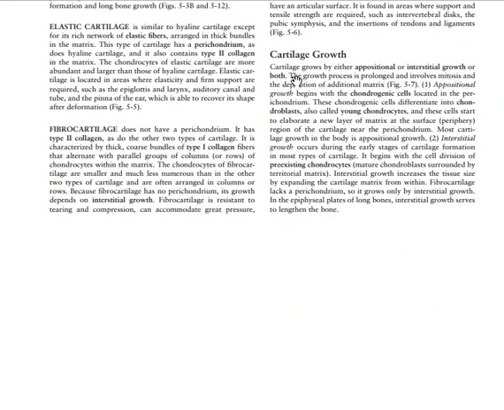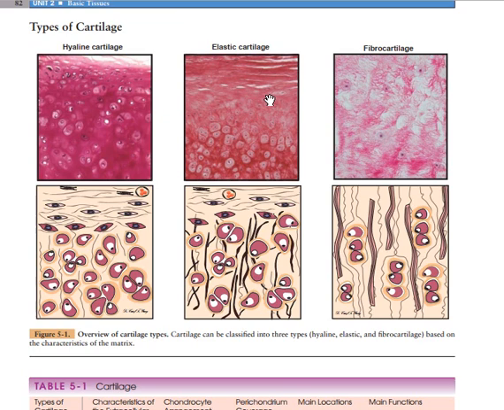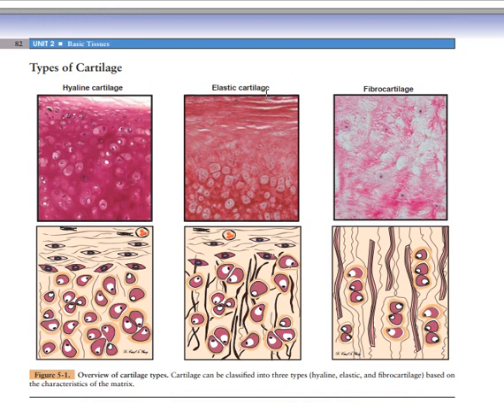Now, the cartilage growth is divided into two: appositional growth and interstitial growth. We are going to explain that later. So now we start with the types of cartilage.